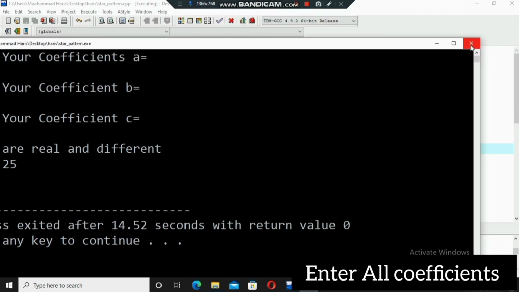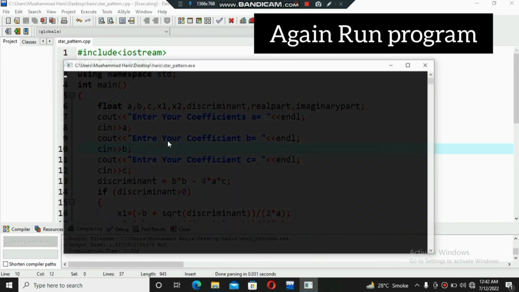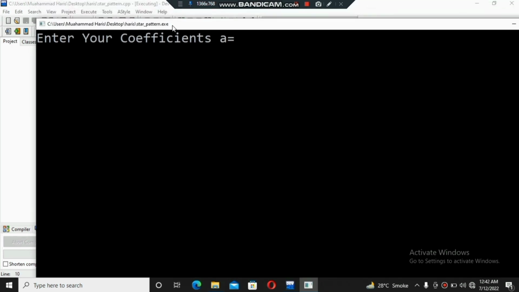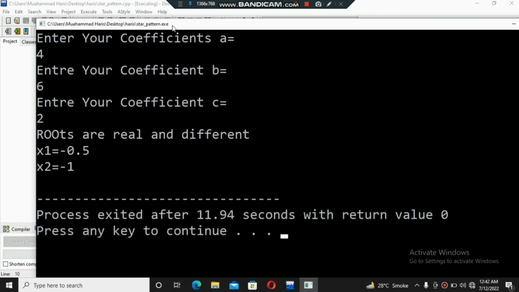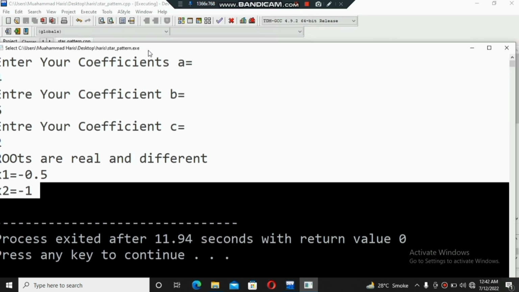Now let's run the program again and see different outputs. Enter your coefficients: I want to write here coefficient A is equal to 4, coefficient B is 6, and coefficient C is 2. Now the roots are different as well as real, so the solutions are minus 0.5 and minus 1. So this is our solution.